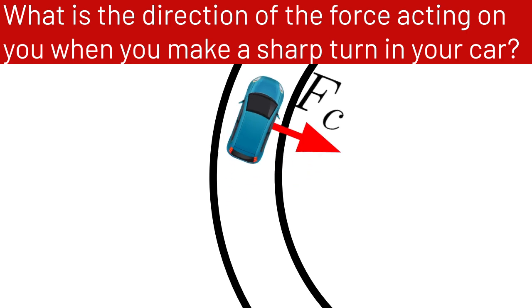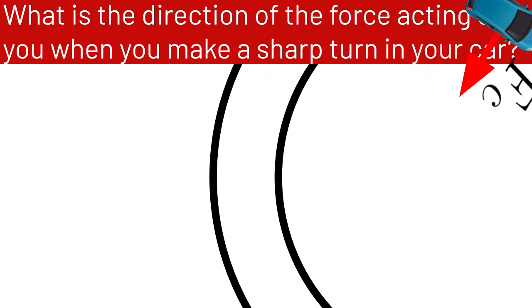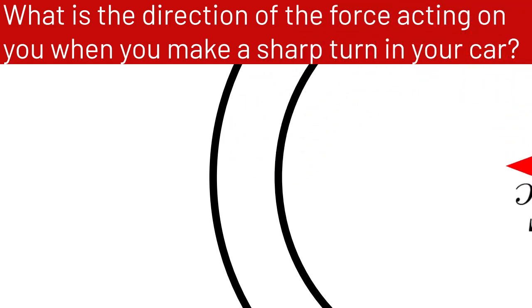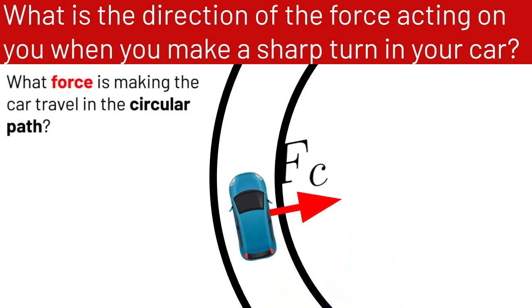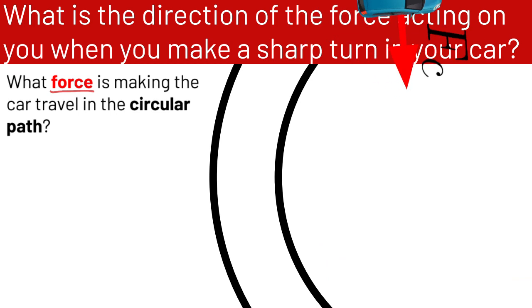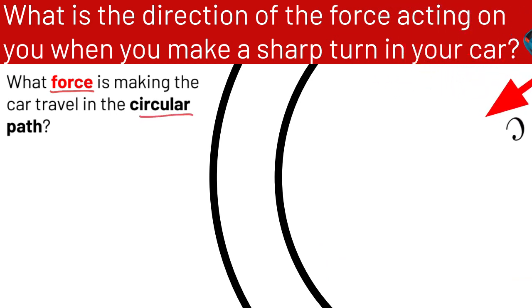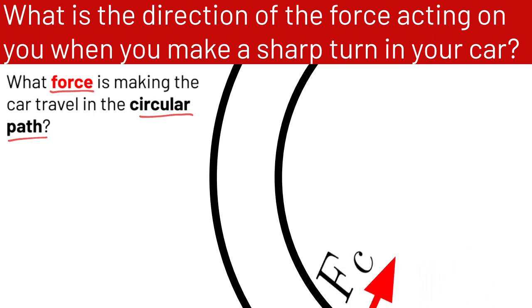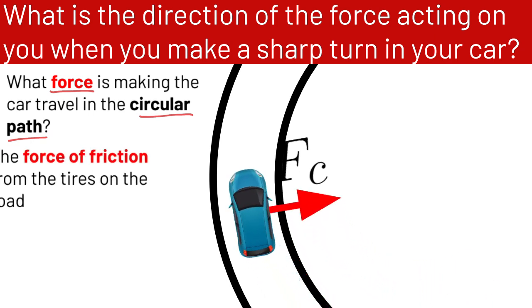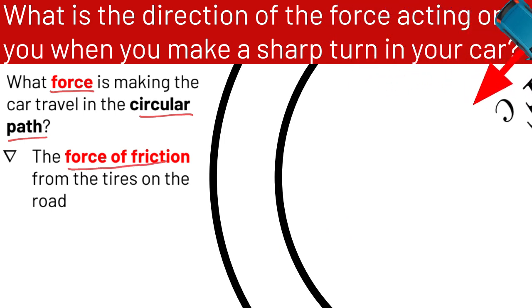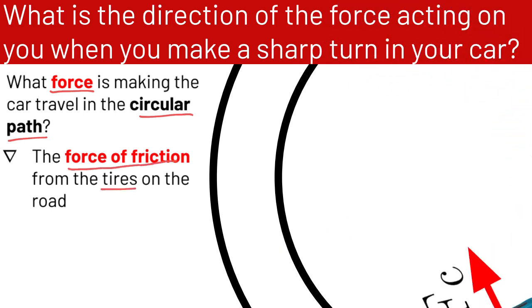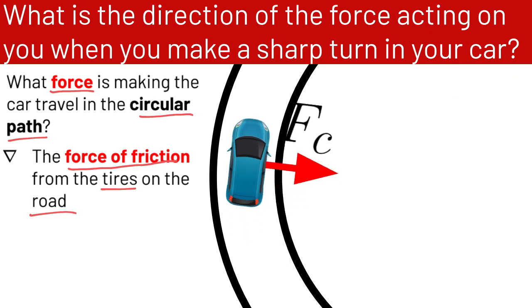So what is the direction of the force acting on you when you make a sharp turn in your car? What force is making the car travel in a circular path here? We're talking about this example where the car is going around this curve. In this example, the force of friction from the tires on the road is what's causing the centripetal force.